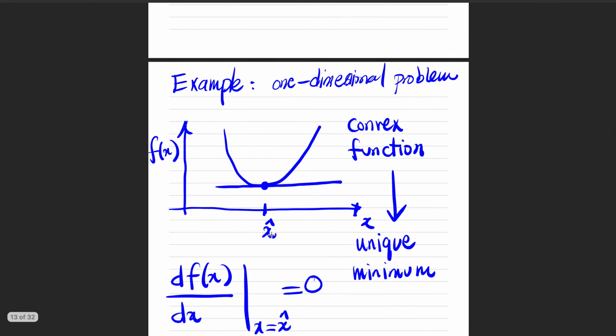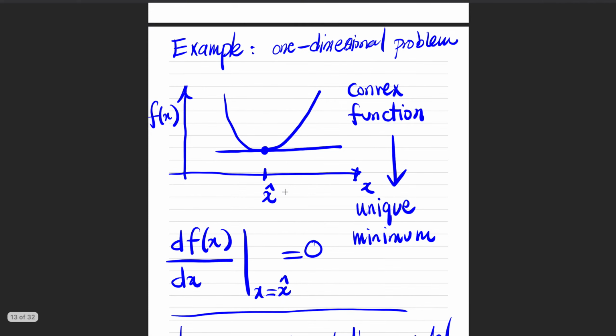Okay. So let's look at an example. If we have a convex function, what is a convex function? A convex function is a function that has this bowl shape, so it just goes down and then goes up. I mean, it's a little bit more than that.